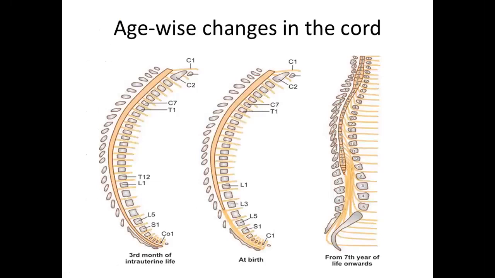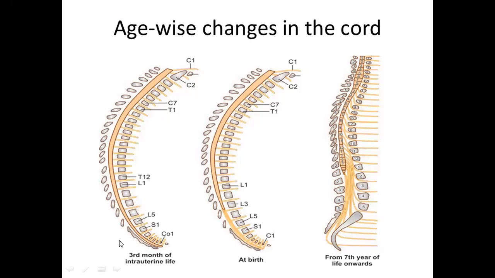There are changes in the extent of the spinal cord, in its position inside the vertebral canal. Here, as we said, in the adult, the spinal cord extends from the upper border of the first cervical vertebra to the lower border of the first lumbar vertebra. But what about the intrauterine life? What about the fetus in the uterus?